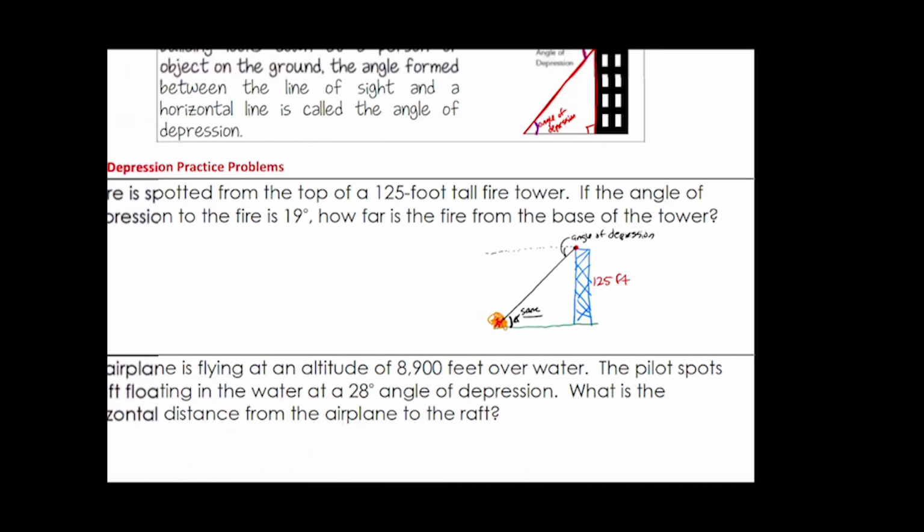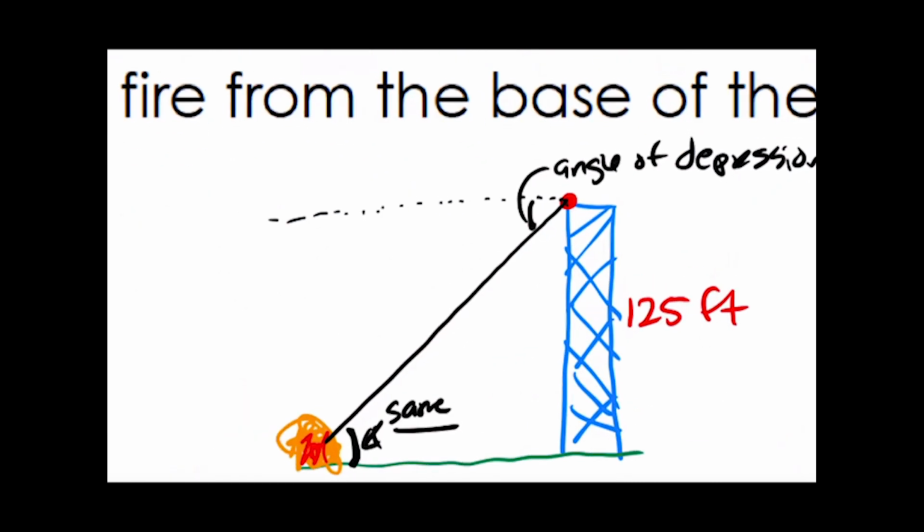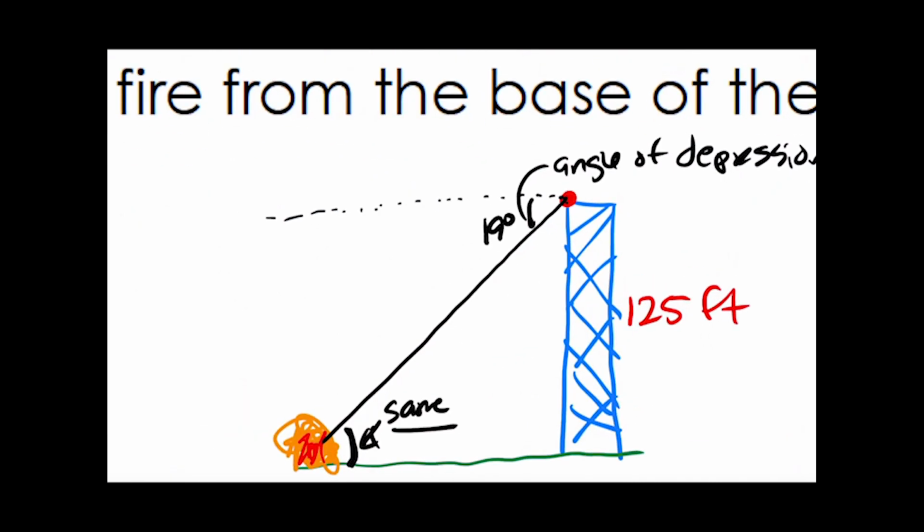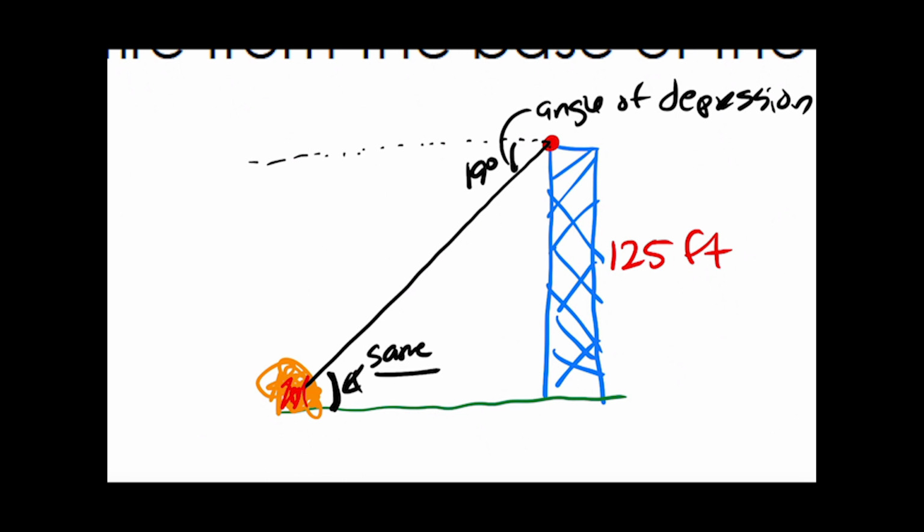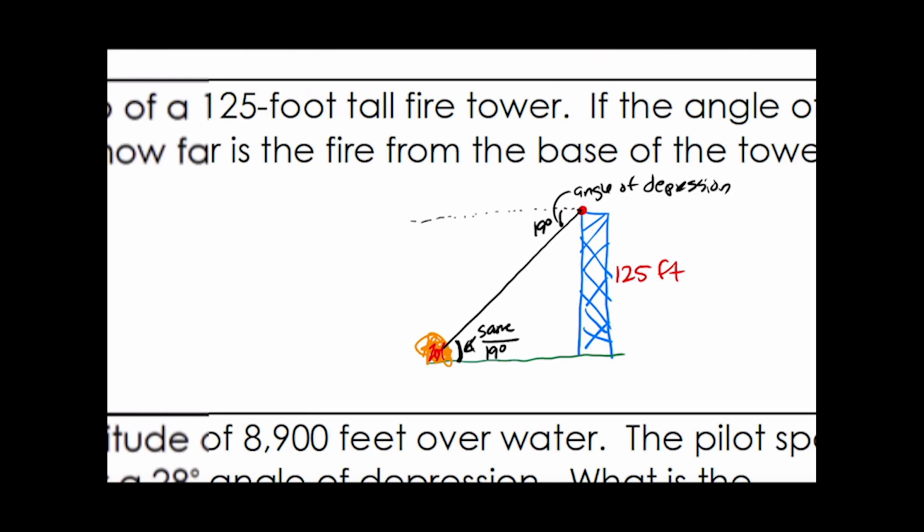So let's see. If the angle of depression is 19 degrees, that means this is 19 degrees. And since the horizontal is parallel with the ground, this is also 19 degrees. Okay, alternate interior angles. And if you don't remember that, look it up. It's something you learn in geometry. You should have spent a long time on parallel lines and transversals, if you remember.